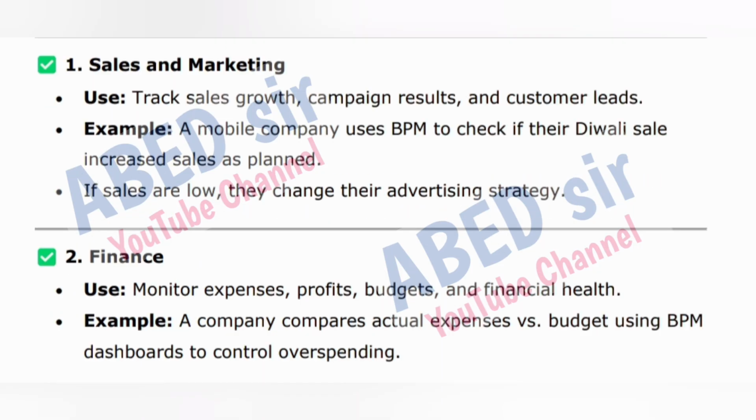1. Sales and marketing. Used to track sales growth, campaign results, and customer leads. Example, a mobile company uses BPM to check if their Diwali sale increased sales as planned. If sales are low, they change their advertising strategy. 2. Finance. Monitor expenses, profits, budgets, and financial health. Example, a company compares actual expenses versus budget using BPM dashboards to control overspending.